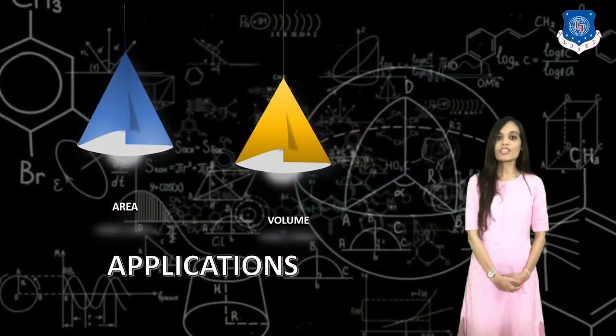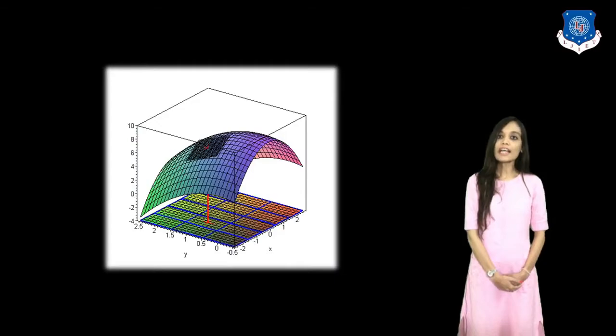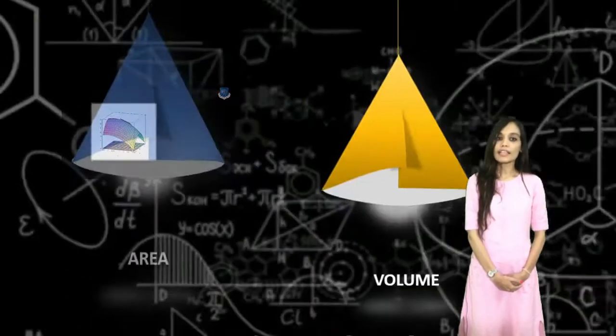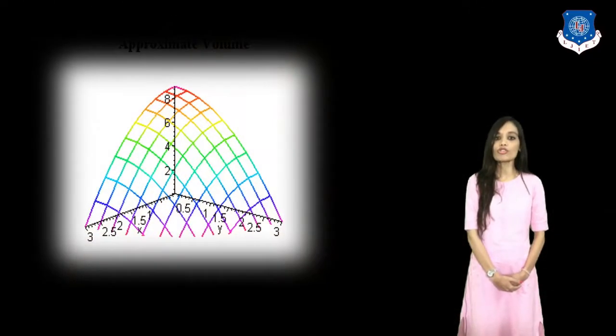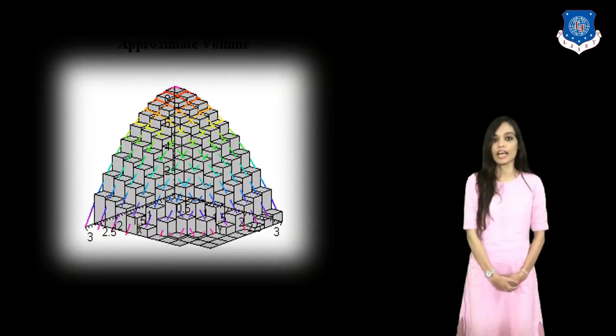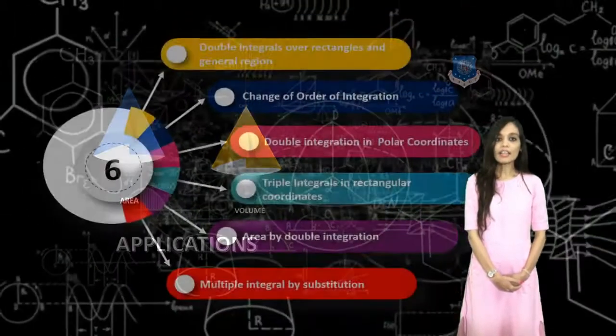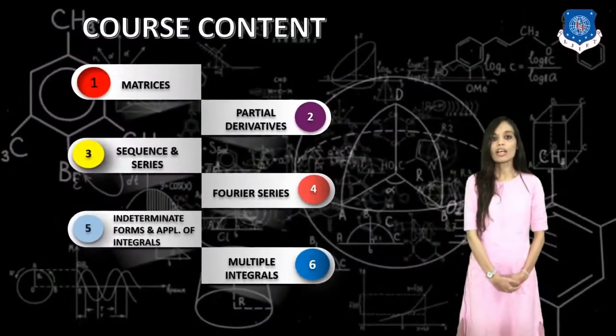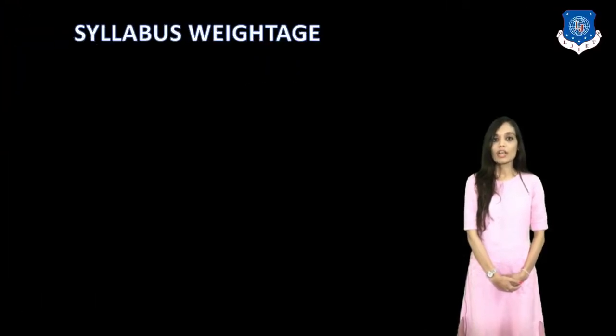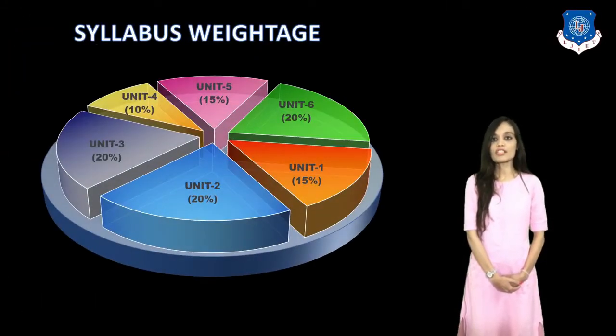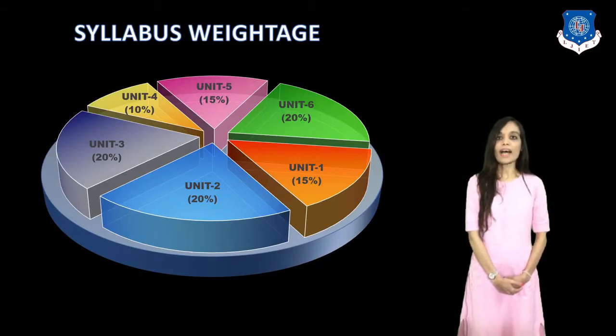So the first application is to find area over a region R. And the next application of multiple integral is to find the volume over a region R. Finally, let's have a look at the syllabus weightage of Mathematics 1 which is displayed here and it is bifurcated unit wise.